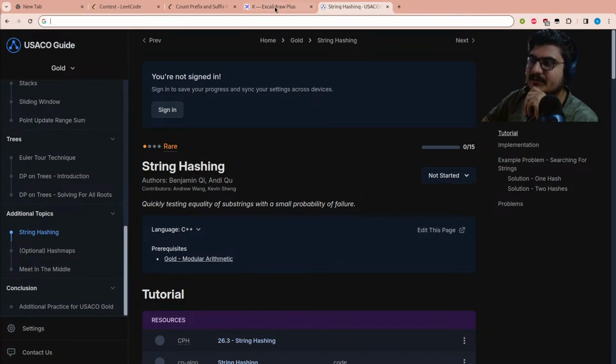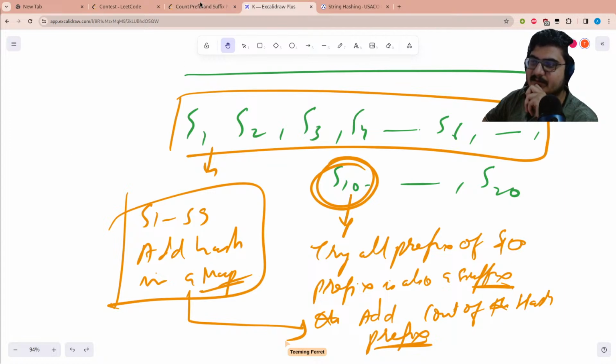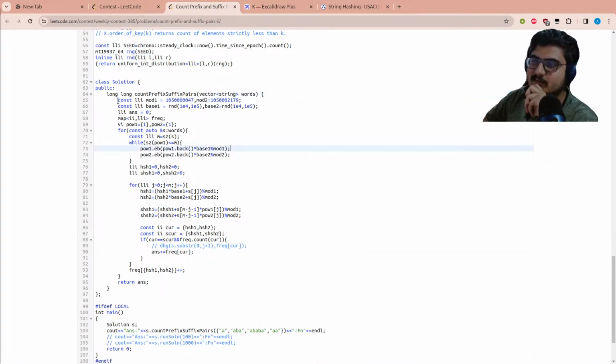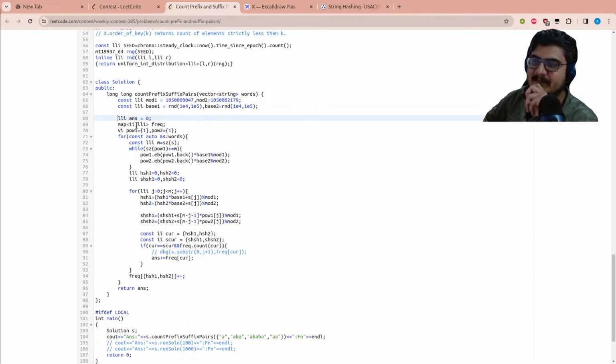You can take it offline, like read about hashing offline. The way I did it was I took two prime numbers as mod and two randomized bases between 24 and 25. I have a boolean variable answer and I am maintaining hash in a frequency map. First I am iterating on all the strings in increasing length.